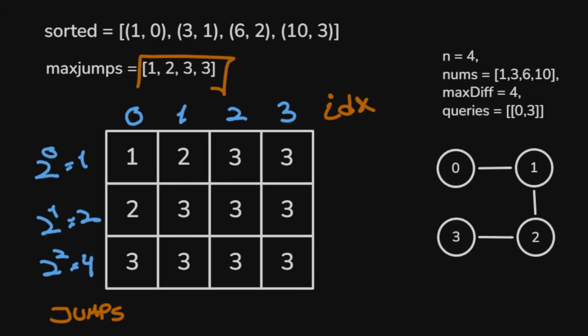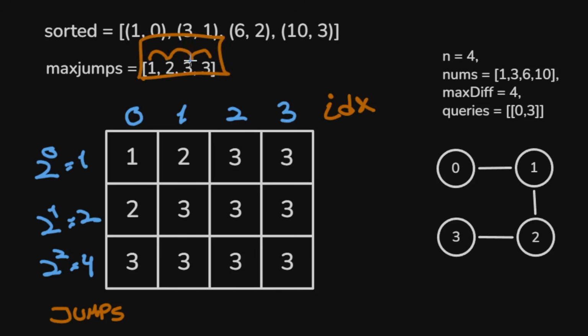Now we can use this array to run a DFS for every query here. We have to go from 0 to 3. So from 0, we can reach index 1 as a maximum. Here we have one jump. From index 1, we can reach index 2 as a maximum. Here we have 2 jumps. From index 2, we can reach index 3 as a maximum. Here we have 3 jumps.